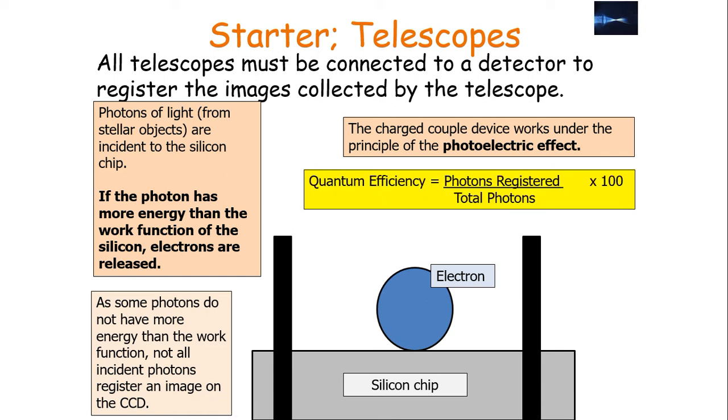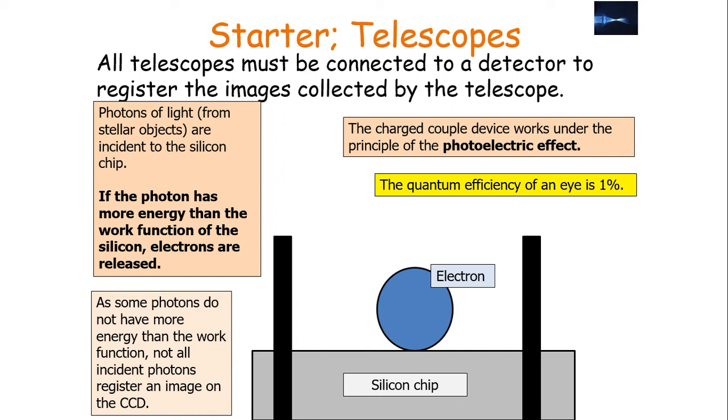So quantum efficiency is the number of photons registered, i.e. the number of electrons released onto the silicon chip, divided by the total photons which hit your CCD times by 100. Now, the quantum efficiency of a CCD is approximately 80% or higher, whilst the quantum efficiency of your eye is about 1%. So straight away you can see an advantage of using a CCD as your detector on a telescope as opposed to a human's eye.